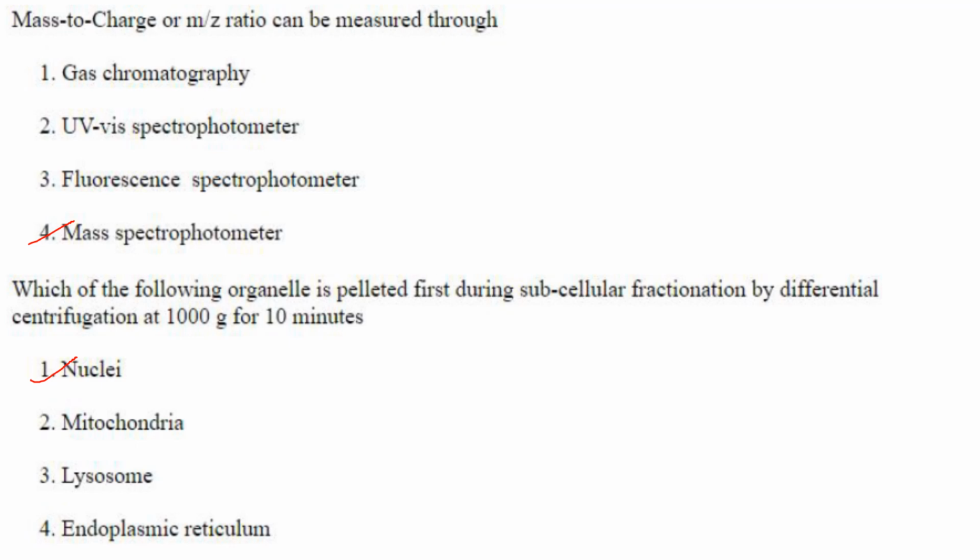Then next one. Which of the following organelle is pelleted first during subcellular fractionation by differential centrifugation at 1000 G for 10 minutes? So using differential centrifugation, which organelle will be pelleted first at 1000 G for 10 minutes? So it will be the densest organelle at such a low speed, because densest and the largest. So the answer here is nuclei because it is the densest of the organelles and size is also relatively large, and it will sediment first.